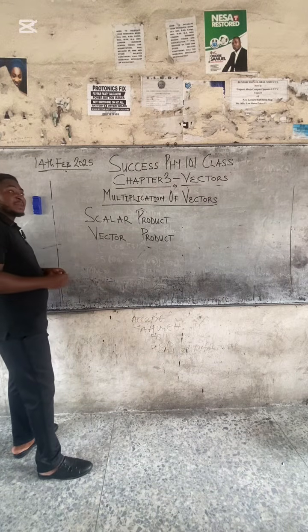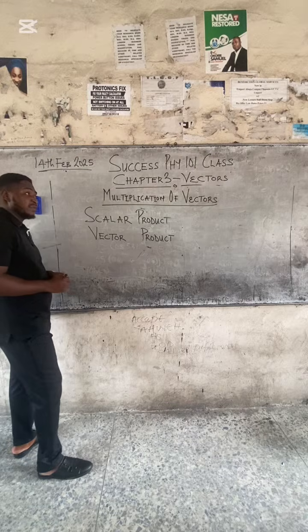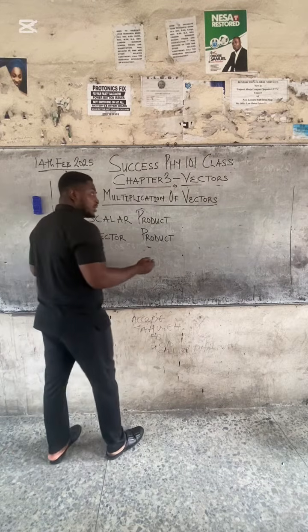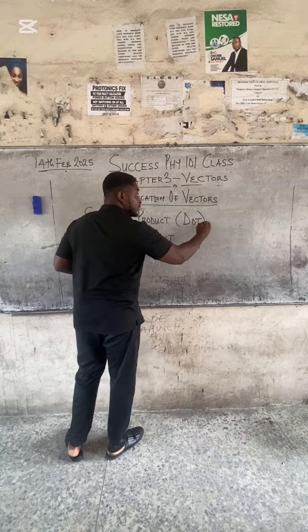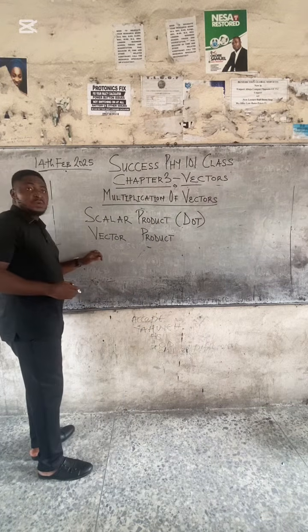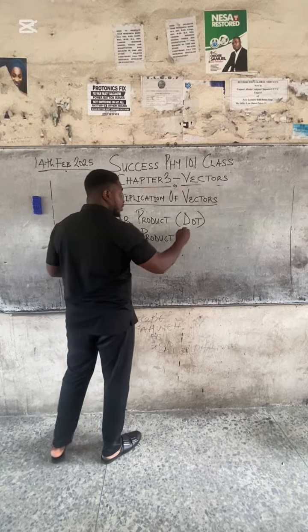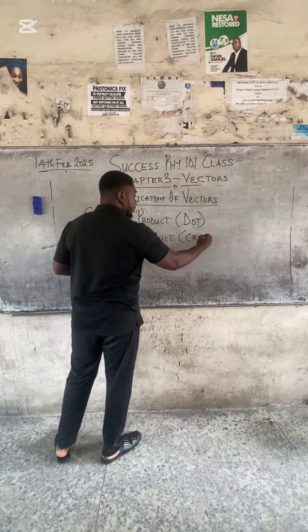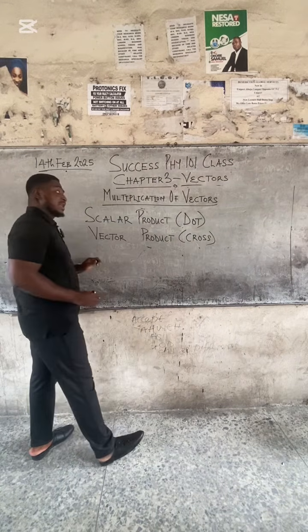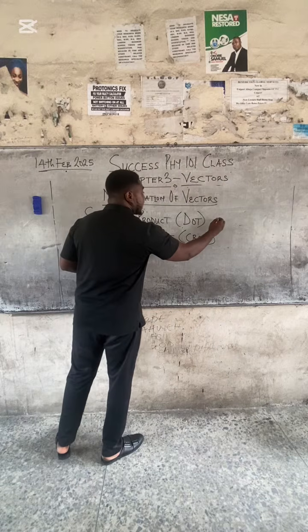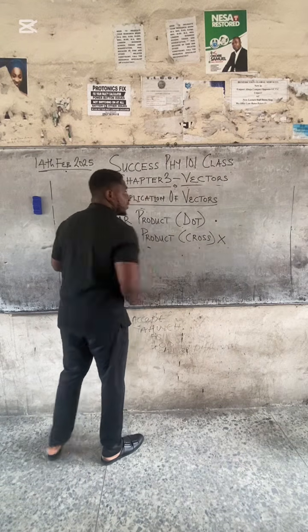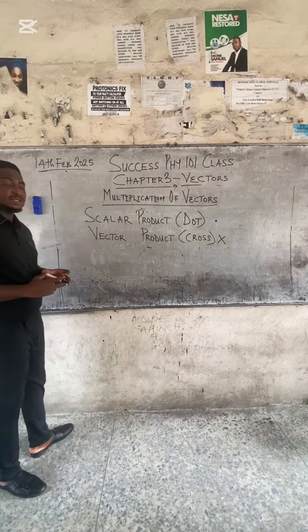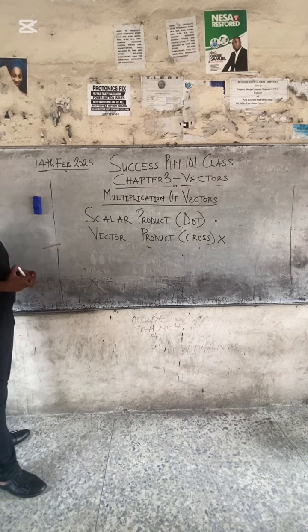Class, there are two ways of multiplying vectors. We have scalar and what? Vector. The scalar product is also called the dot product. The vector product is also called the cross product. So class, how do you know you are using the scalar product? You see this dot. And for the vector product, you see this cross. So they have their signs, and they have their different rules, class.